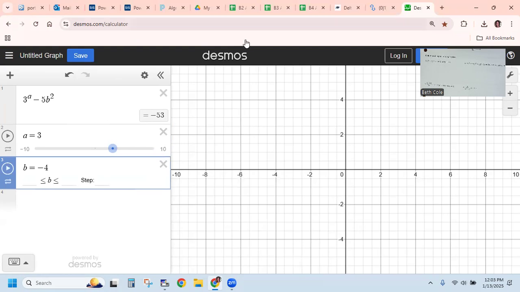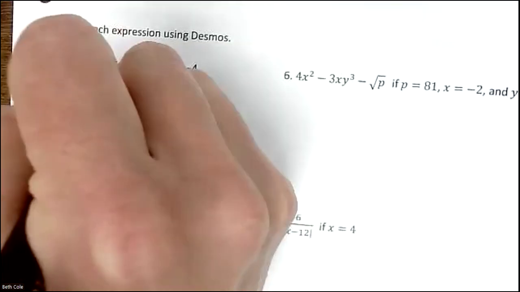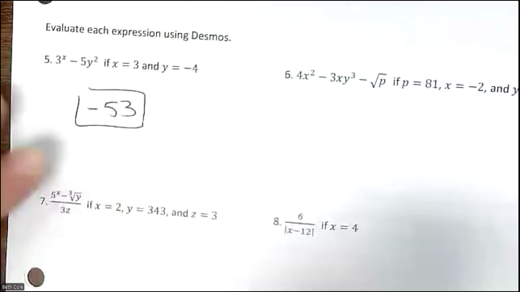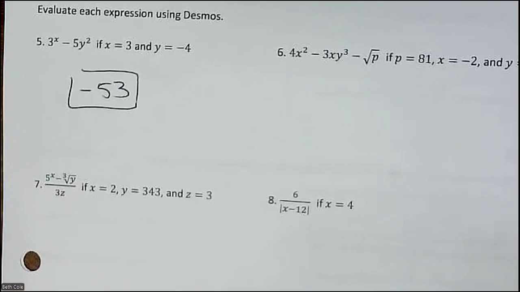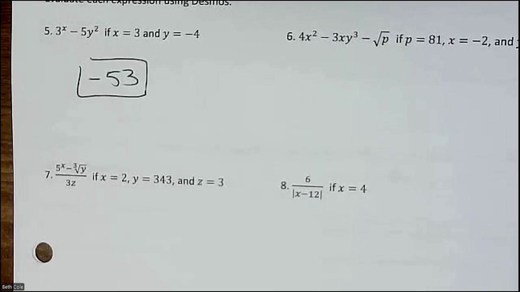Okay. -53. I'll probably just do one more of these because literally all you do is type them in. Do you want to do 6, 7, or 8? Which one looks the scariest to you? 7, I think, looks the scariest. Let's do 7. All right.